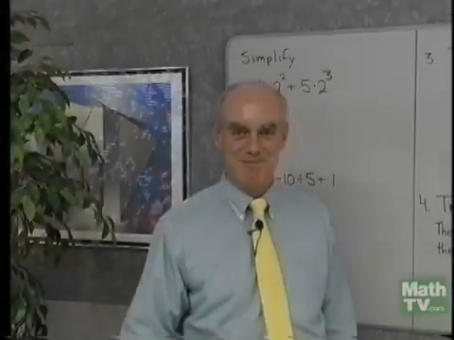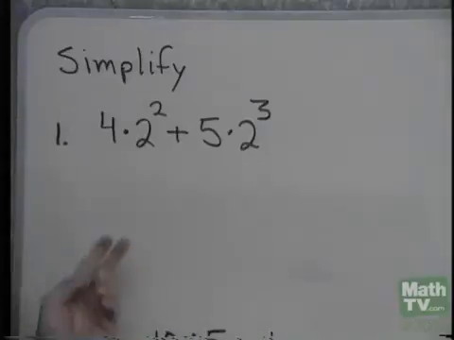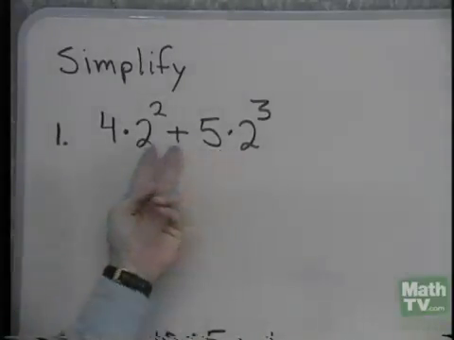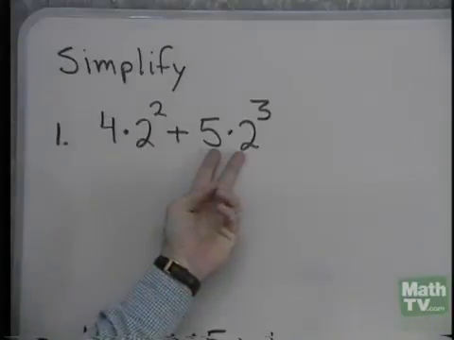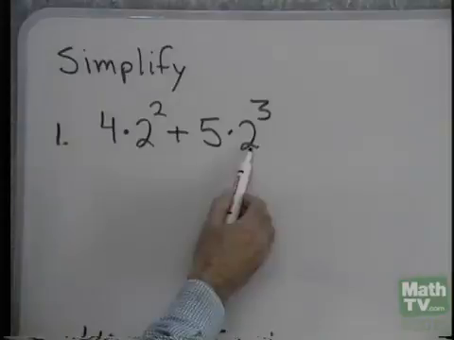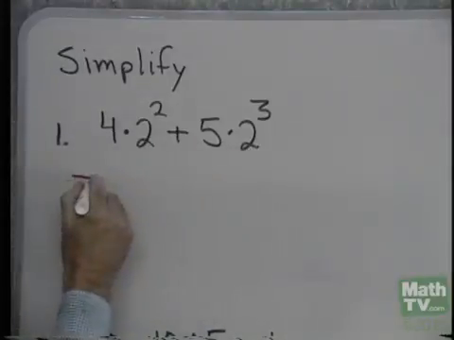Here's our first problem. We want to simplify the expression 4 times x squared plus 5 times 4 times 2 squared plus 5 times 2 cubed. Now, according to our rule for the order of operations, what we want to do is simplify each part that has an exponent on it first.